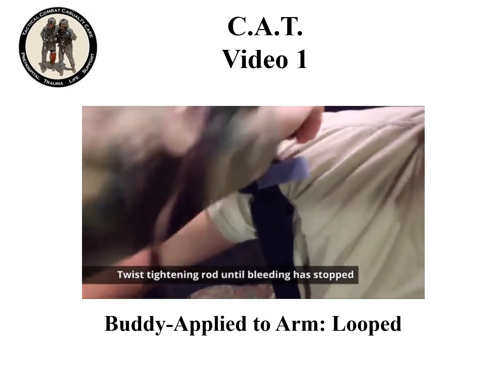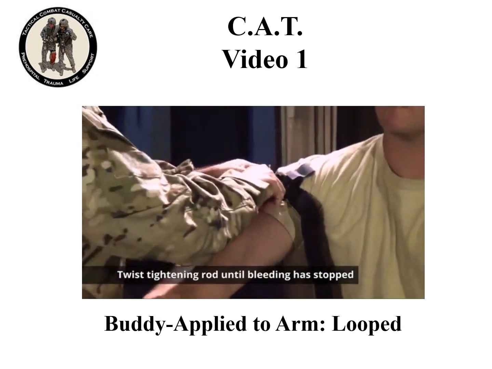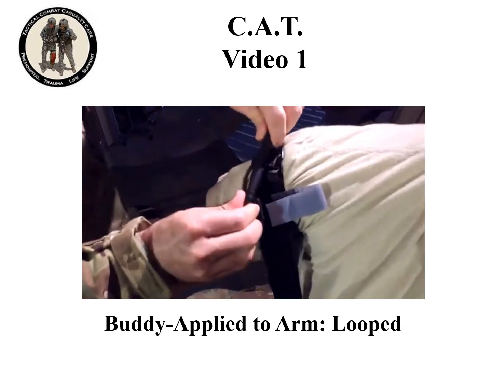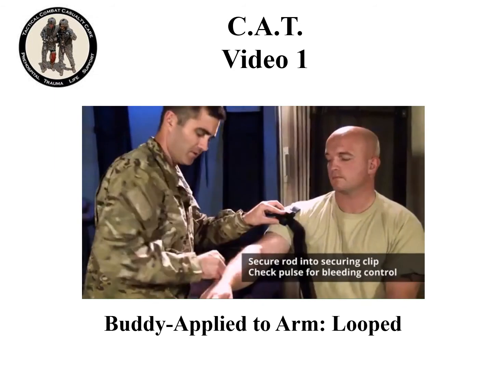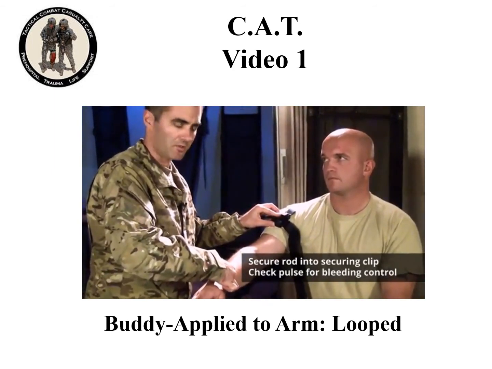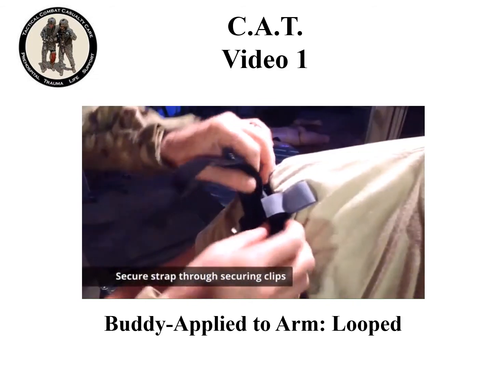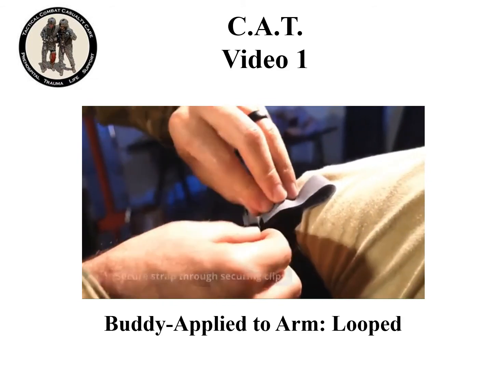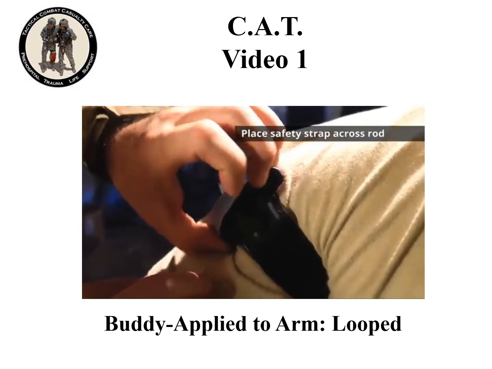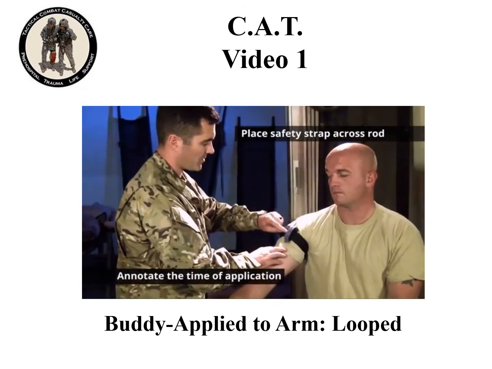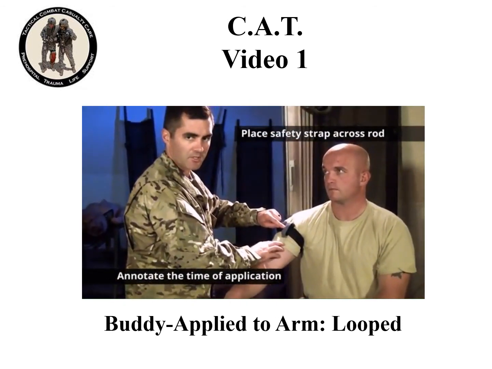Take the tightening rod, twist until bleeding has stopped. Secure the rod into the securing clip. Check the pulse to make sure you have cut off the blood. Secure the strap through the securing clips and place the safety strap across the rod. Remember to annotate the time of application.